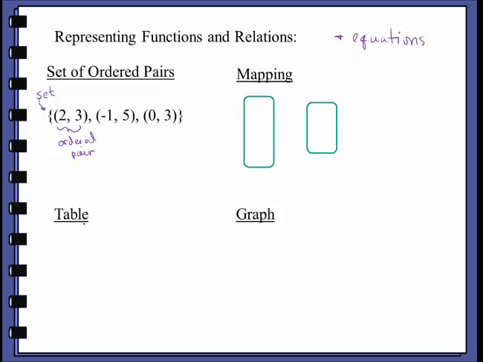Okay. We can have a mapping, which is where we have two boxes. The first box will represent the domain. The second box will represent the range. All of our domain elements, all of our range elements, and the mapping has arrows to show which numbers go together. So 2 and 3, -1 and 5, 0 and 3, just like with our ordered pairs.